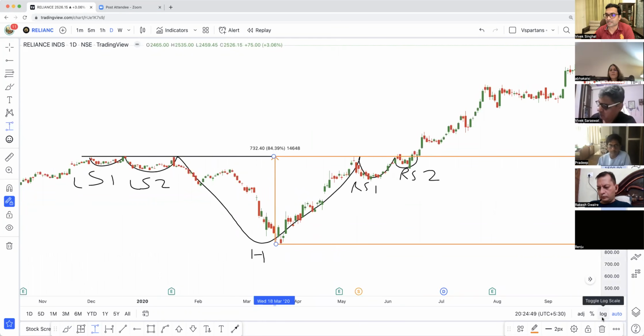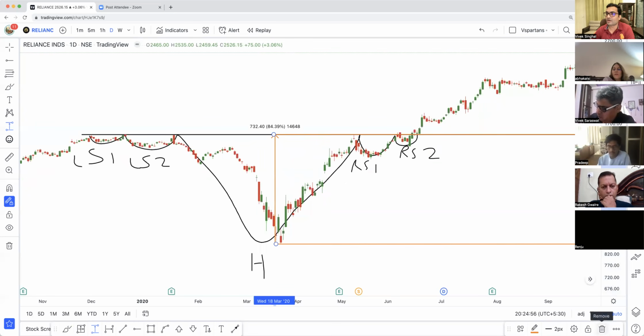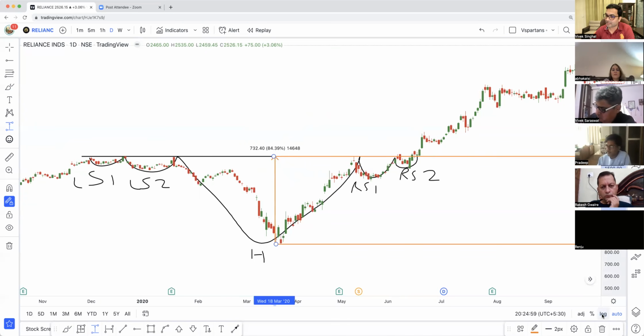On the right hand side, at the lower bottom, there is an icon, log. If we click this, it will turn blue. If we click it again, it will turn black. So we need to deselect log. It should be a normal chart. It should not be a log chart. Please note it down.